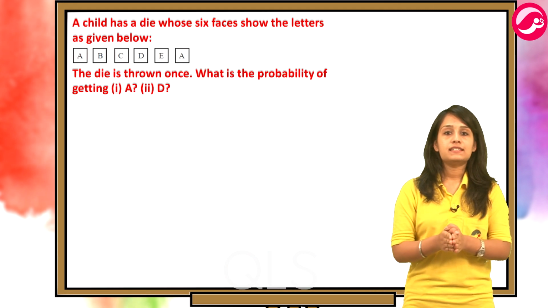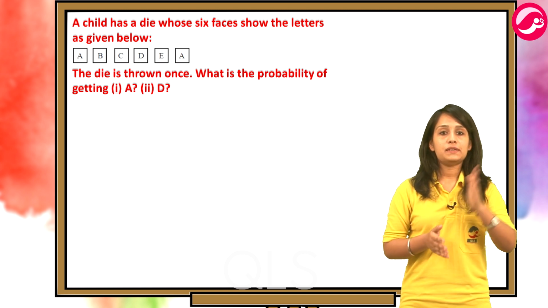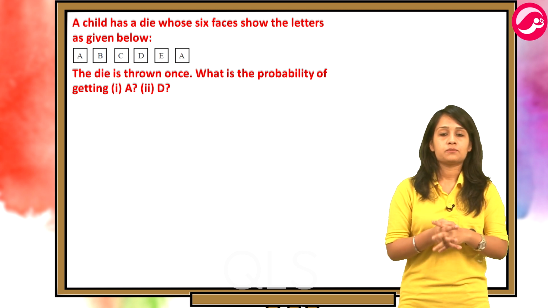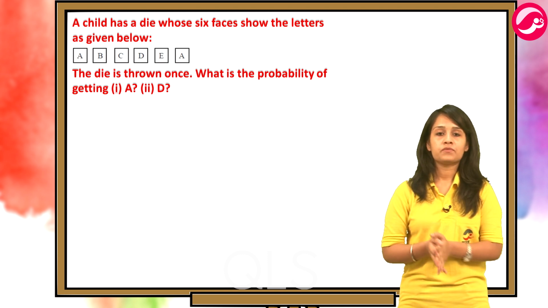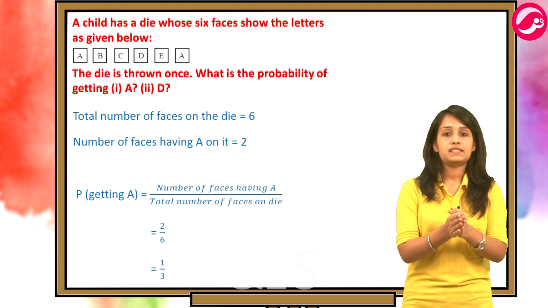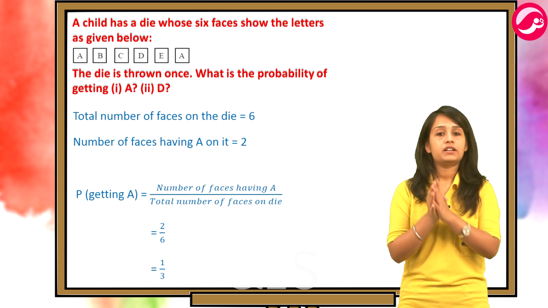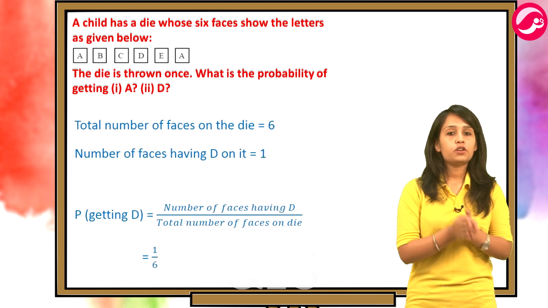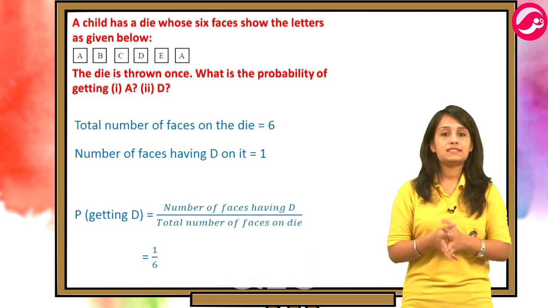Now a child has a dice whose 6 faces show the letters as given: A, B, C, D, E and again A. So the dice is thrown once. What is the probability of getting number 1 A and number 2 D? As total number of possible outcomes on the dice is 6. So total number of faces having A on it is 2, and probability of getting an A on the dice will be 2 by 6, which is equal to 1 by 3, and total number of faces having D on it is 1. So probability of getting a D on the dice is 1 by 6.